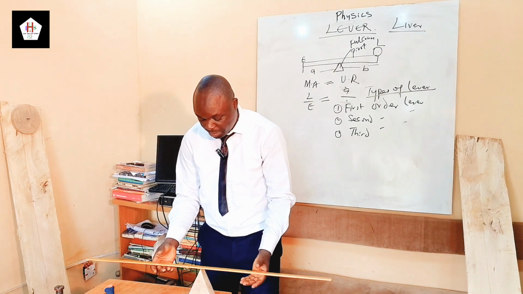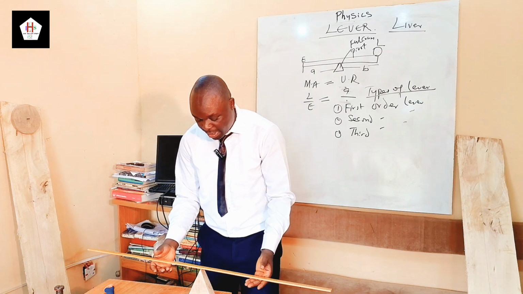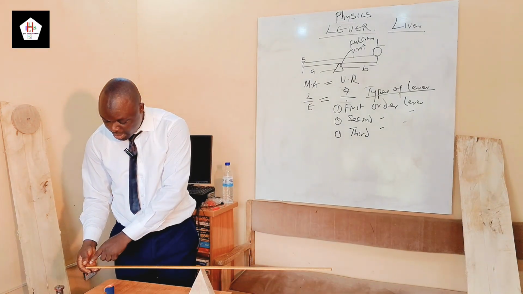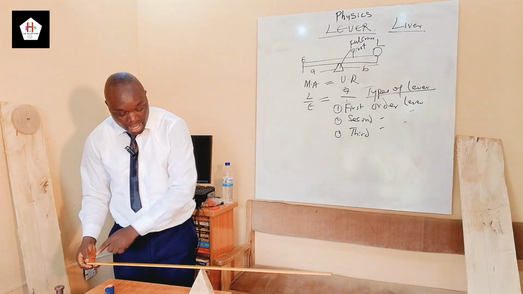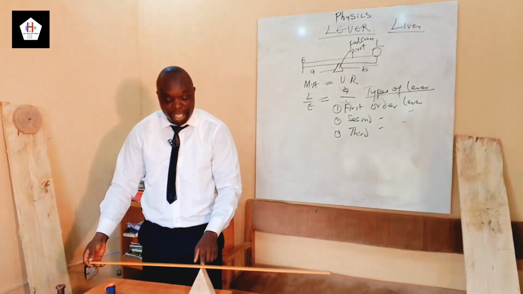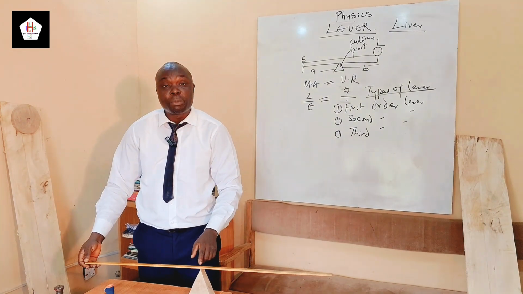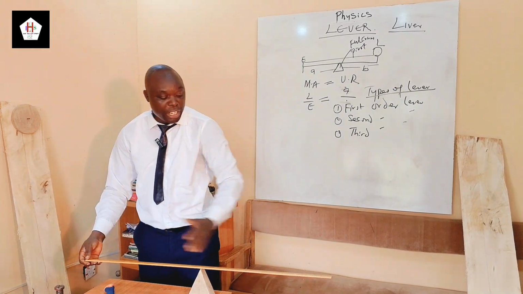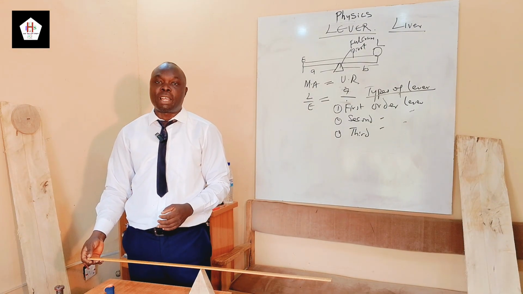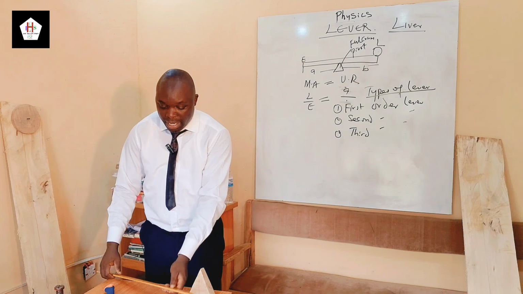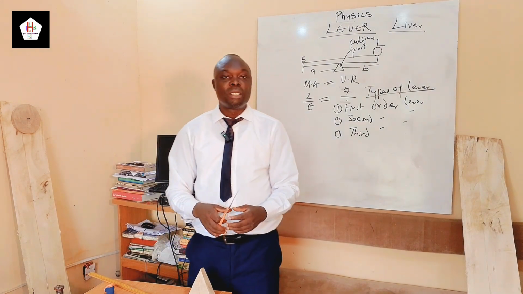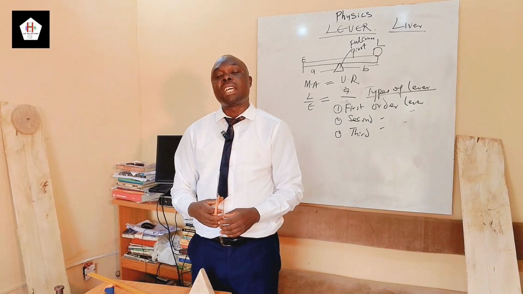Why? See, first order lever. Because here, at this place, this is my effort side, and this here is the load side. Now here is the center. So as far as the fulcrum is between the effort side and the load side, this is called first order lever, a classification of lever. So scissors, pliers, even pliers are also among those under first order lever.